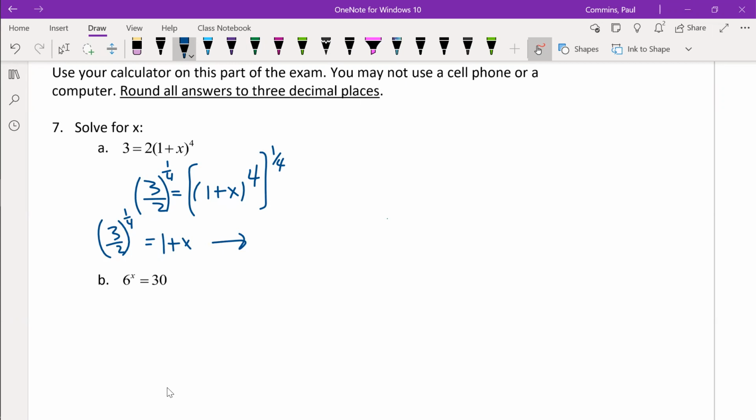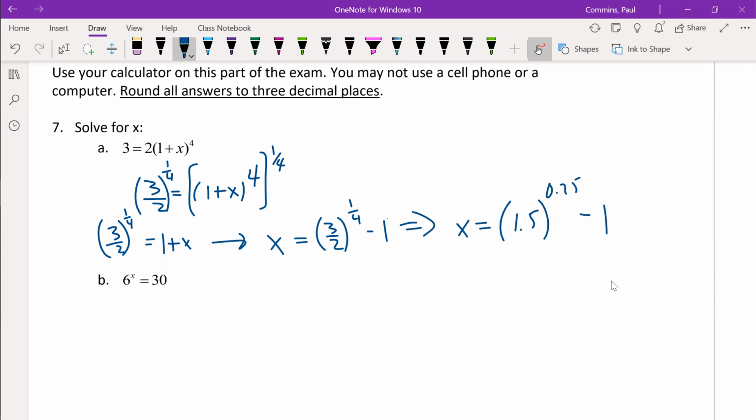And I have to just subtract 1 to solve for x. X equals 3/2 to the 1/4 minus 1. And to make it a little easier on the calculator, I think I'll use decimal here. This is 1.5 to the 0.25, minus 1. And then we'll go to the calculator.